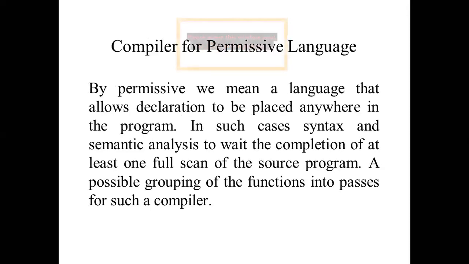Another type of compiler is called the compiler for permissive language. And what is the permissive language? In a permissive language, declarations can be put anywhere while writing the program. We do the declarations, and those declarations we can put anywhere in the program. Such types of compilers are called compilers for the permissive language.